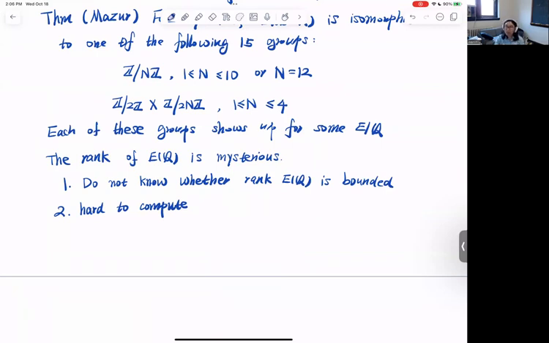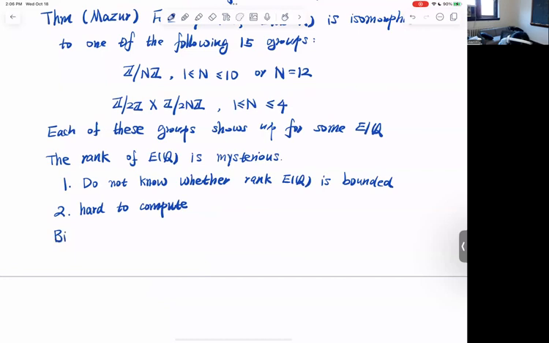Okay, and also some of the rank computations that we currently have are actually conditional. Some of them are conditional on GRH or on some other conjectures. That is actually a very interesting topic to discuss. Anyway, so in general, the rank of an elliptic curve defined over Q is way more mysterious. And one big conjecture in this direction is the Birch and Swinnerton-Dyer conjecture.